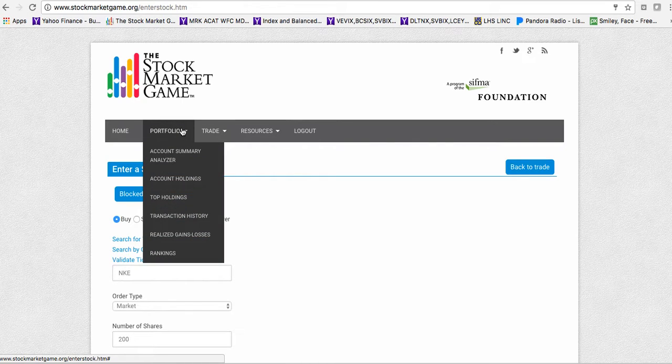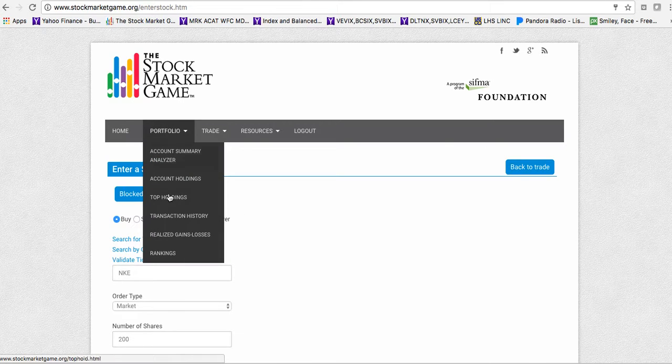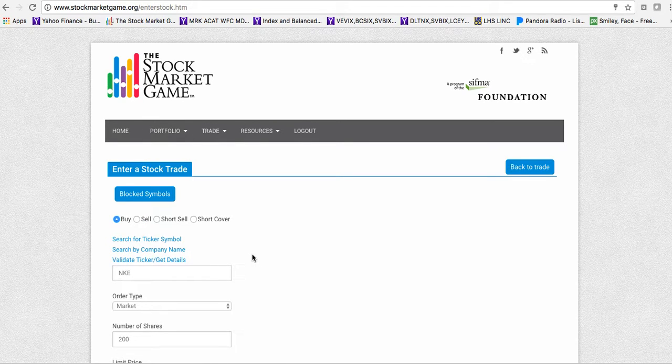The other items under your portfolio tab, the account analyzer, the account holdings, the top holdings, none of this will have any use to you until we've started the game and you've actually entered at least one trade. We'll also come back later and we'll look at the rankings. We'll talk about what that is, but until you've had a trade entered, it really isn't going to matter. Okay.